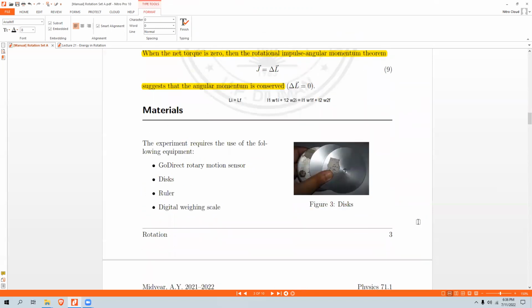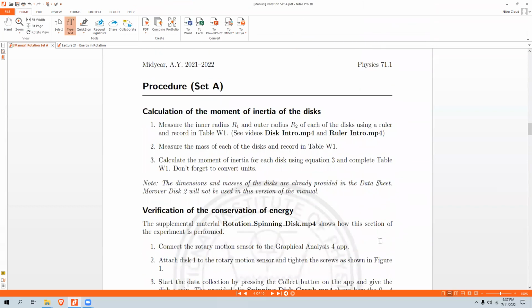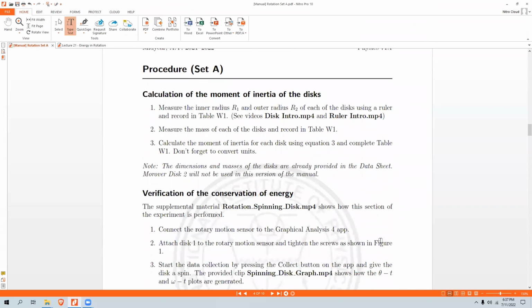Okay, now let's move on to the materials used for this experiment. This time around, you will be directly dealing with data obtained beforehand, just like you have done in experiments 2 and 3. But still, I will show you how the disks are operated. The experiment will require the following equipment. So here's the procedure. Let's look at this for a while.